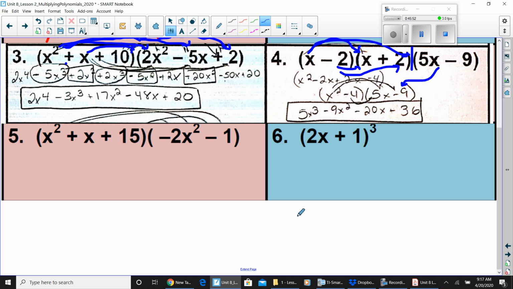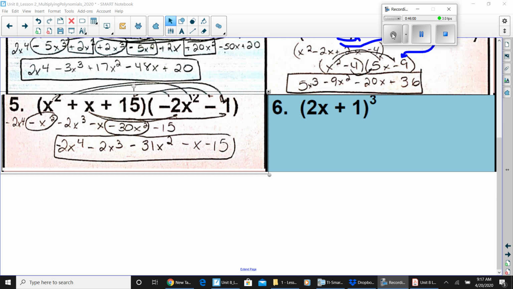All right, go ahead and do number 5 only. Do number 5, press pause now. So you just take the x squared and distribute it to this negative 2x squared. That is negative 2x to the fourth, right? Negative x squared times negative 1, negative x squared.